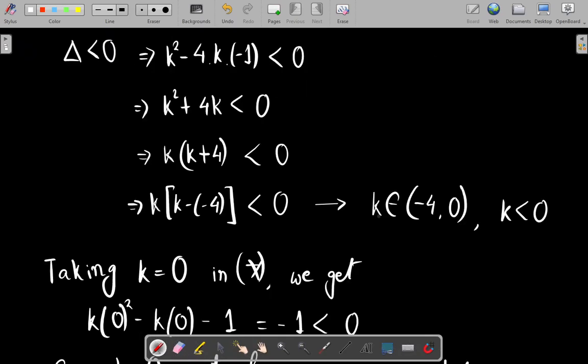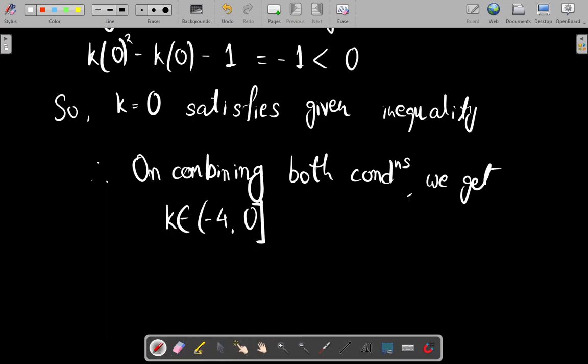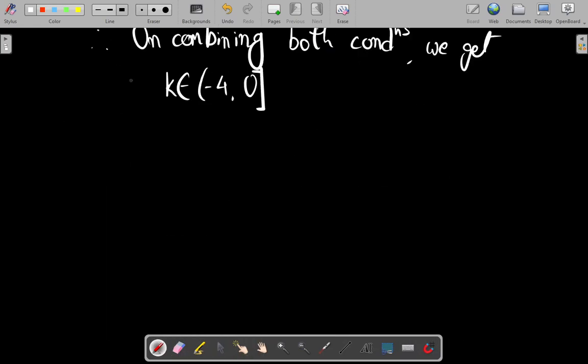And the other values come from these two conditions, that k should be less than 0 and the discriminant should be negative, so that the curve is below the x-axis. So the final answer should be that k is in this solution set, the interval from −4, open, to 0 included. So this is the final answer. Thank you.